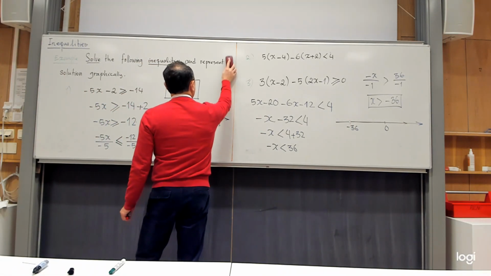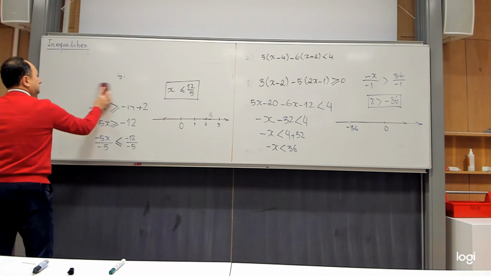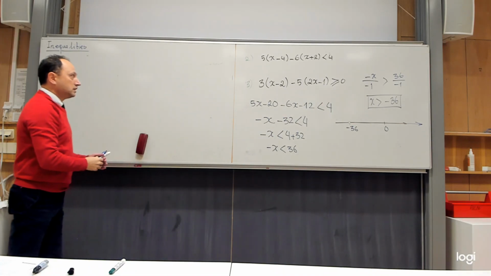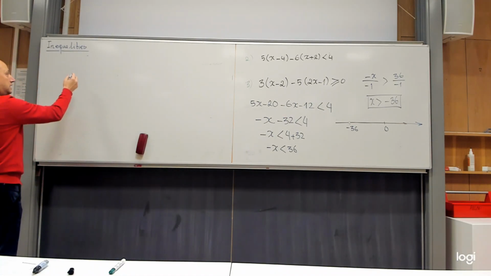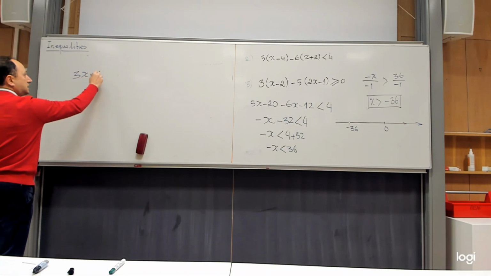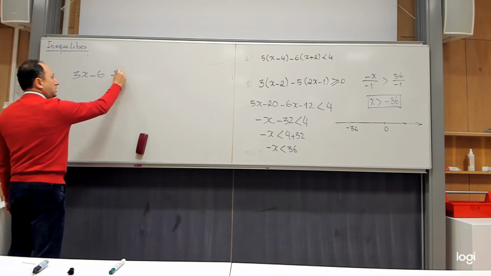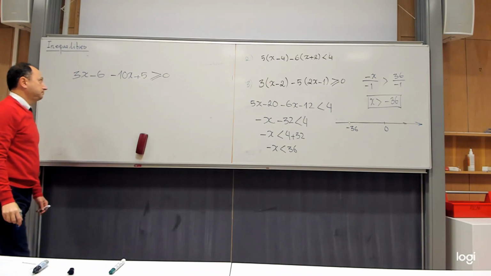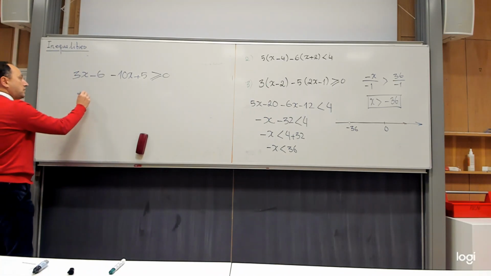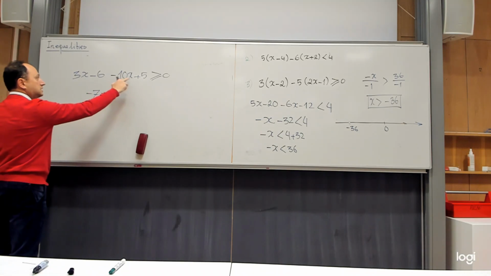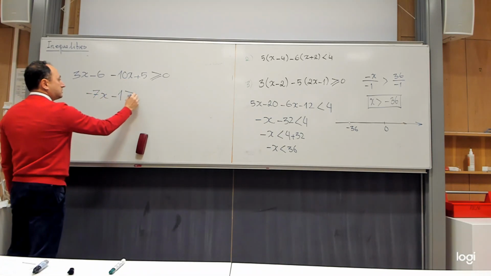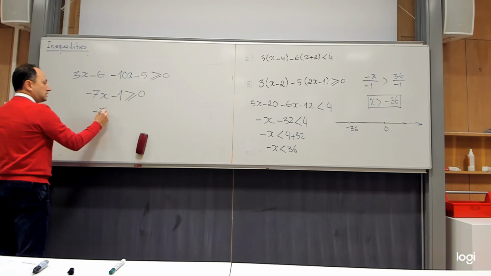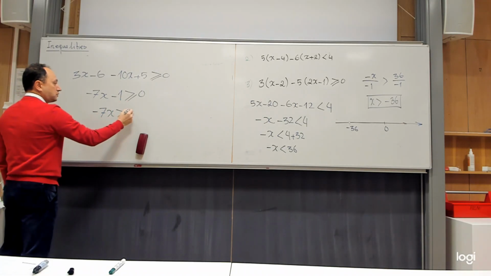Okay. And then let us do the other one quickly. So, number 3, I multiply 3 inside, so it becomes 3x minus 6. I multiply minus 5 inside, it becomes minus 10x plus 5, and that's greater than or equal to 0. 3x minus 10x is minus 7x. Minus 6 plus 5 is minus 1, is greater than or equal to 0. Then I move minus 1 to the other side. It becomes 0 plus 1, which is 1.